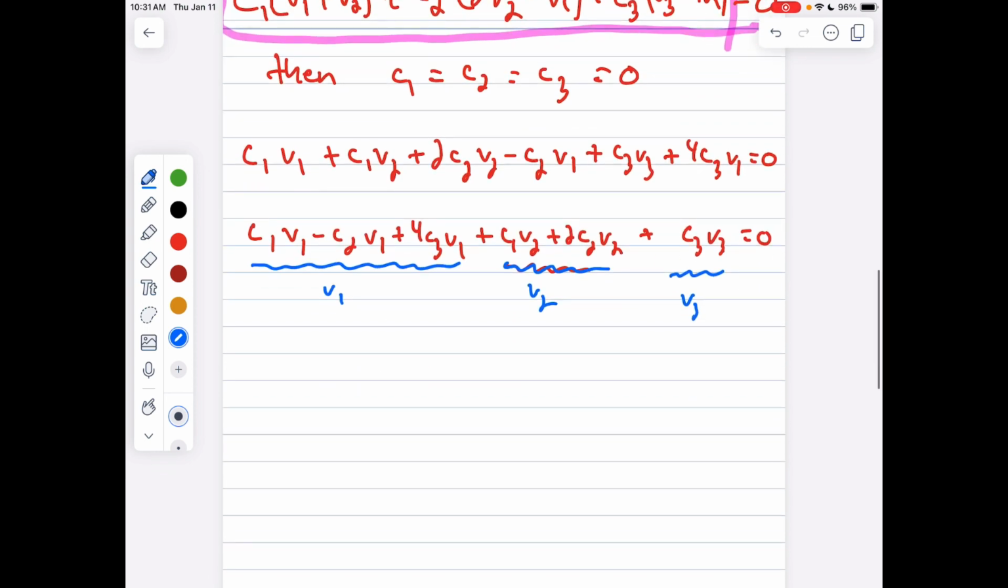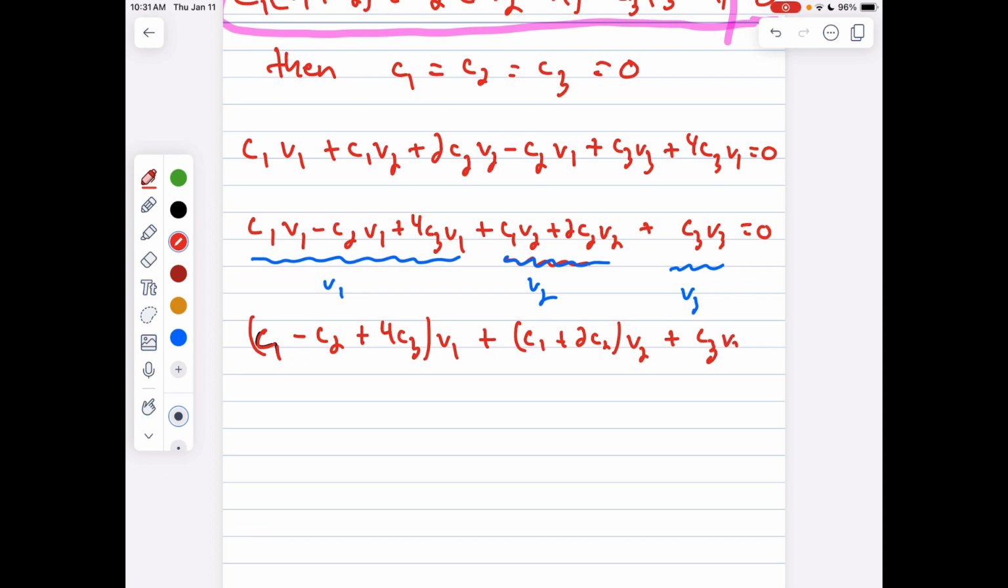And now I'm going to go ahead and factor out the v1s, the v2s, etc. So (c1 minus c2 plus 4c3) v1 plus (c1 plus 2c2) v2 plus just c3 v3 equals 0.